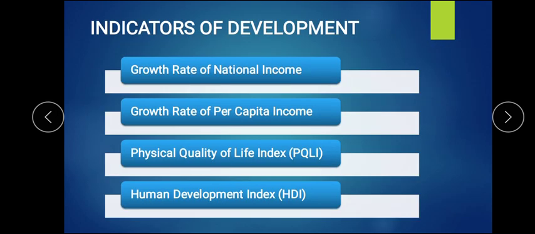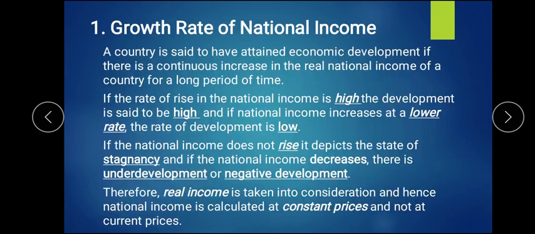Then come the indicators. There were four indicators: growth rate of national income, growth rate of per capita income, the physical quality of life index, that is PQLI, and HDI, that is the human development index. So let's go through them quickly. First, national income. We have already studied national income in 11th standard, that is the total production of goods and services within the country.